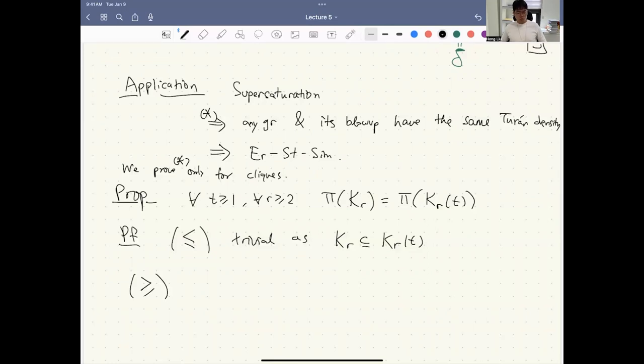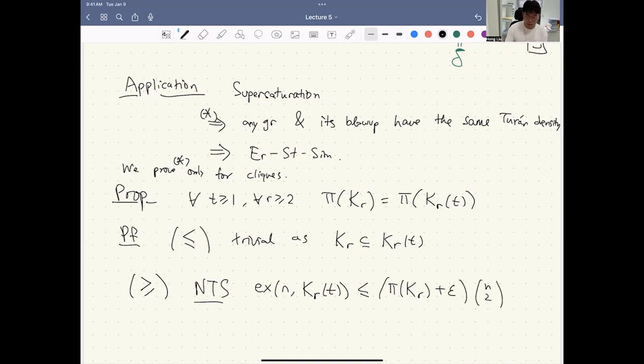For this direction, we need to show what does it mean? Pi of K_R^t is at most pi of K_R. We need to show that the extremal number of K_R^t, the blow-up, is at most (pi of K_R plus epsilon) times n choose 2. Here I skip the quantifier. It just means for every epsilon, there exists n_0 such that for n bigger than n_0, we need to prove this. Okay. Now, how do we prove this?